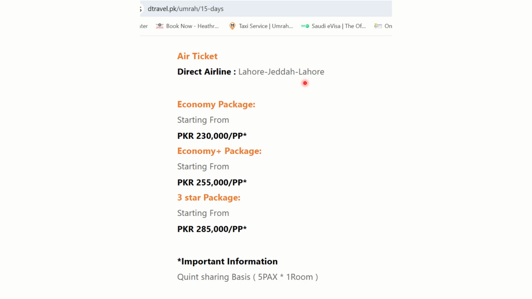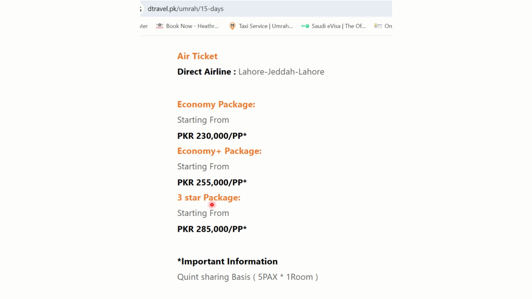So it's only the three things, and they are charging 2,85,000, which is approximately £850 or something. So again, the prices are quite comparable, Pakistan and UK. But actually it's a 3-star package, so I think it's a bit expensive.